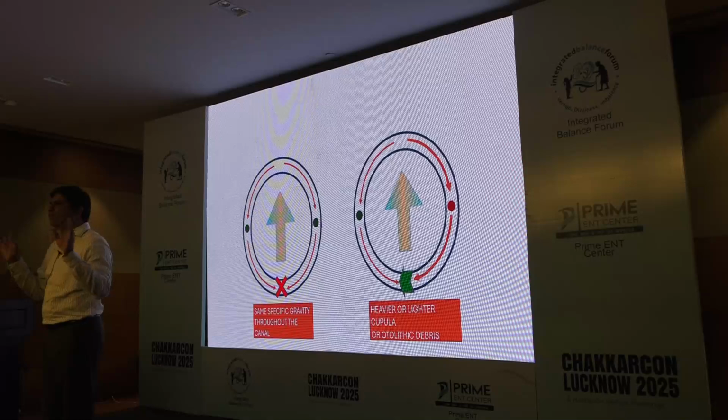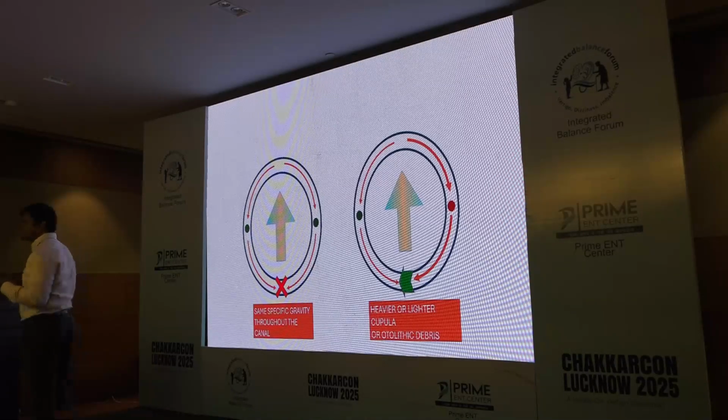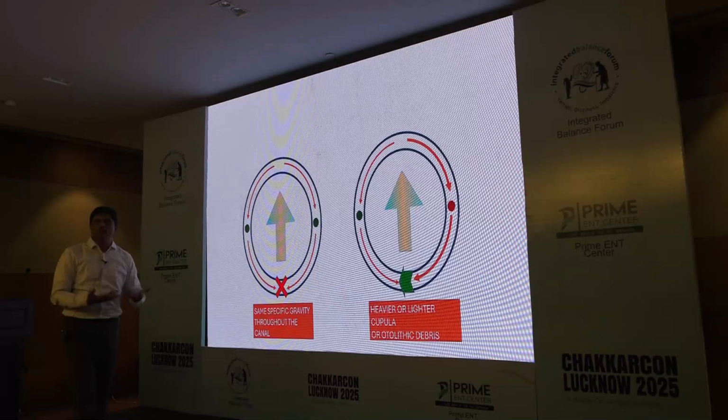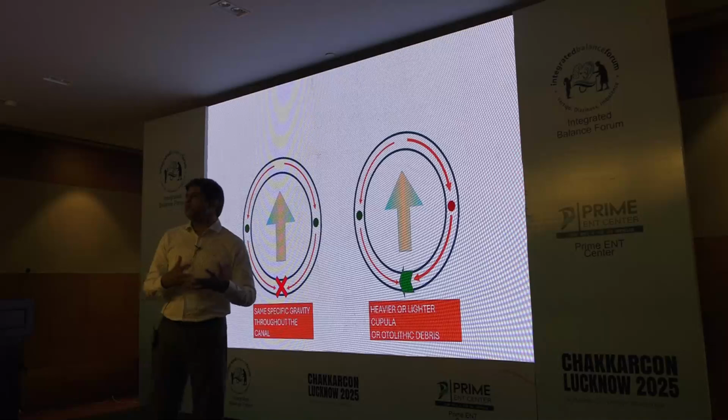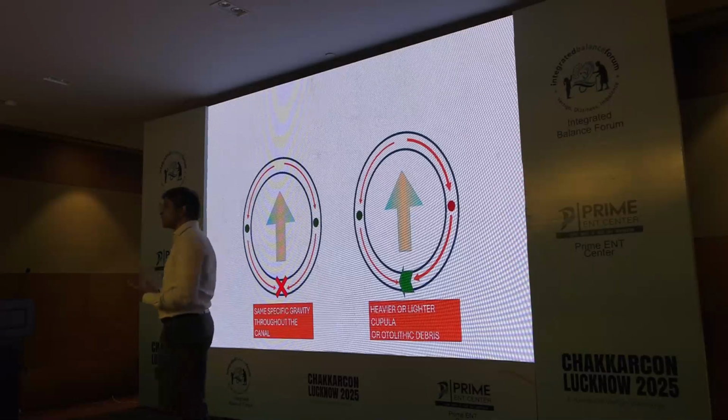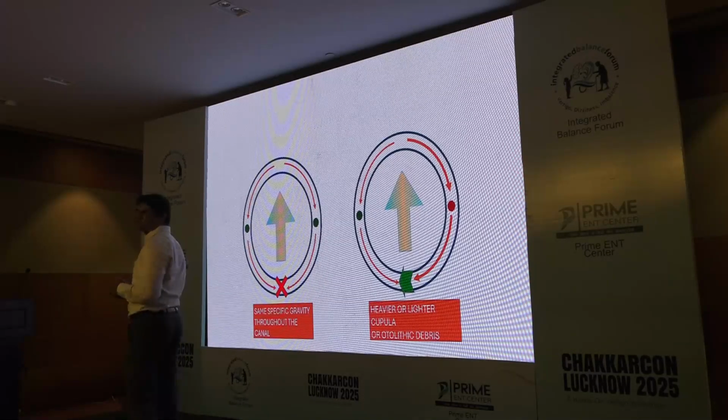It is there somewhere in the ear. Where is it there? It is there in the utricle and it is there in the saccule. They are normal constituents of utricle and saccule. Why are they normal constituents of utricle and saccule? They are normal constituents because utricle and saccule are gravity detectors.